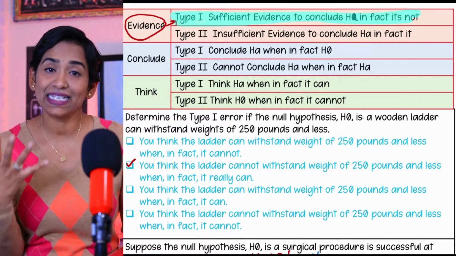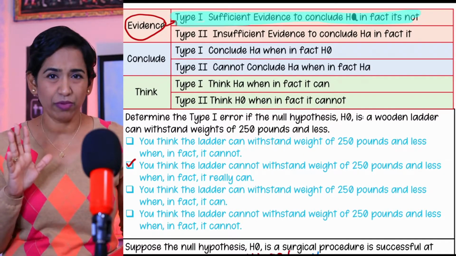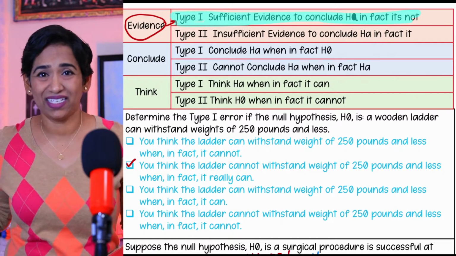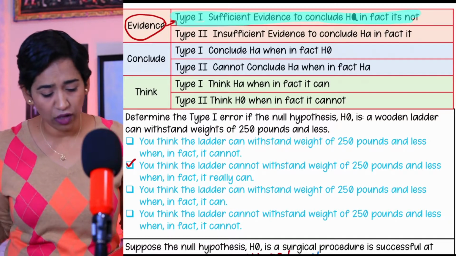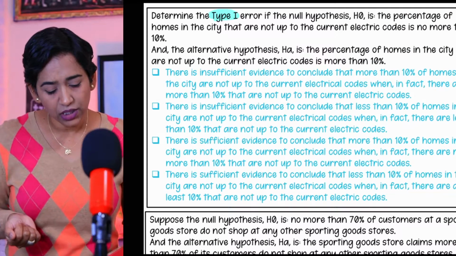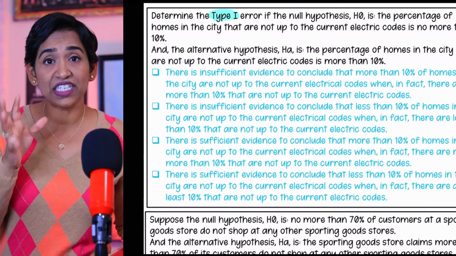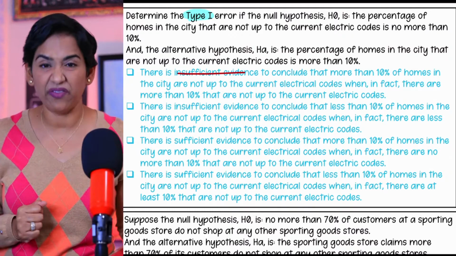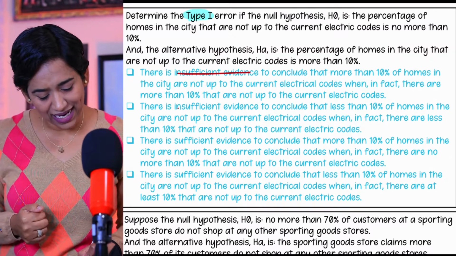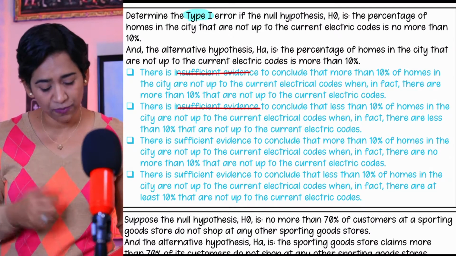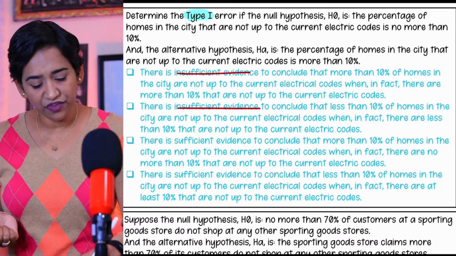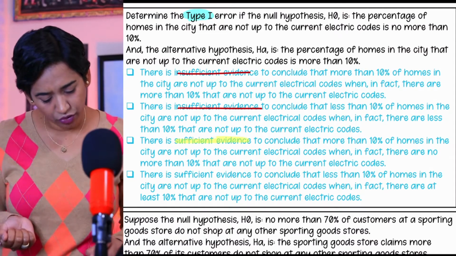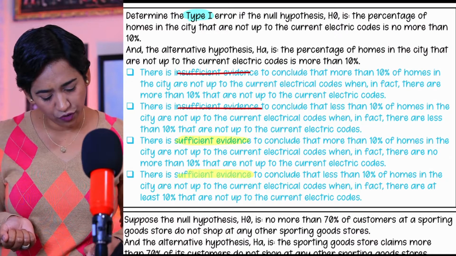In fact, it's not. Let's go ahead and take a look. Remember, what is type 1? H naught is true, but you're rejecting it. And you're saying HA is true, which is false. So I'm looking for the verbiage sufficient evidence. So this one has insufficient evidence. That's not my option. This one has insufficient. That's not my option. My only two options that have sufficient evidence are option 3 and option 4.